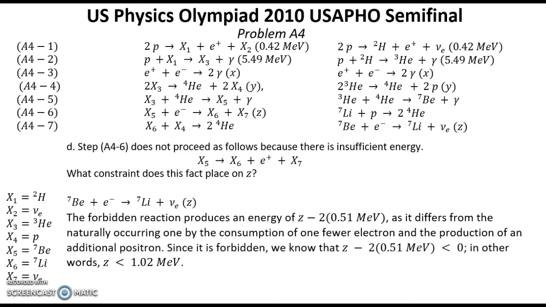Solution. The forbidden reaction produces an energy of Z minus 2 times 0.51 mega electron volts, as it differs from the naturally occurring one by the consumption of one fewer electron and the production of an additional positron. Since it is forbidden, we know that Z minus 2 times 0.51 mega electron volts is less than 0. In other words, Z is less than 1.02 mega electron volts.